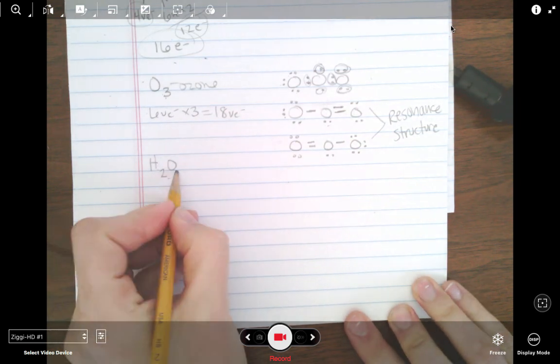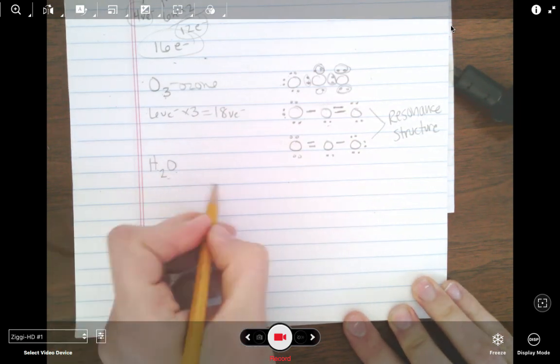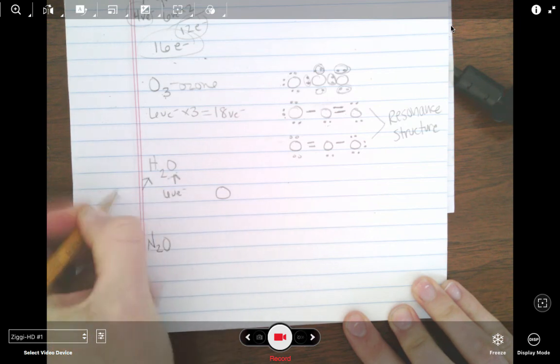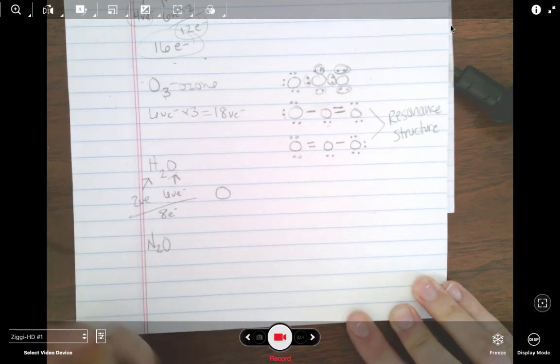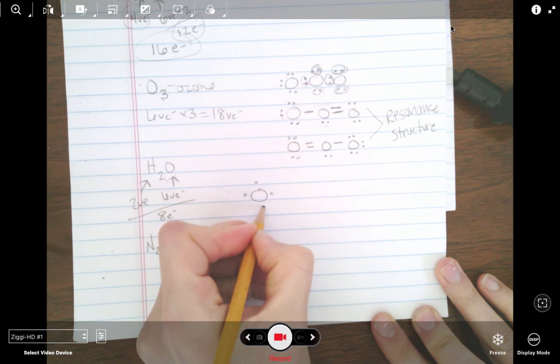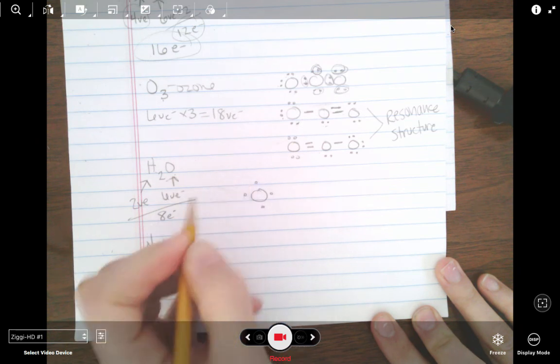Next one, H2O. Hydrogen can never go in the center, so I'm going to put oxygen in the center. It has 6 valence electrons. Each hydrogen has 1, so that's a total of 2 valence electrons, so I need 8 electrons when this molecule is done. So I'm going to put oxygen in the center, and then 1, 2, 3, 4, 5, 6.